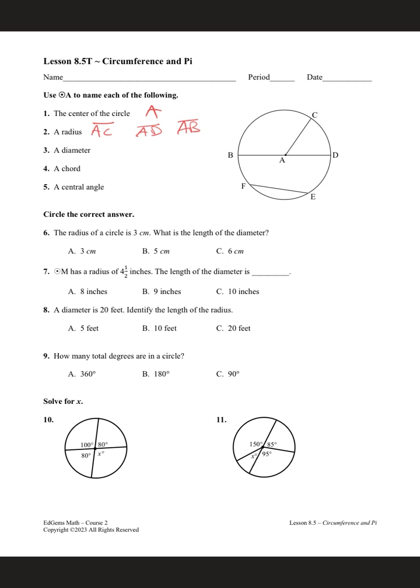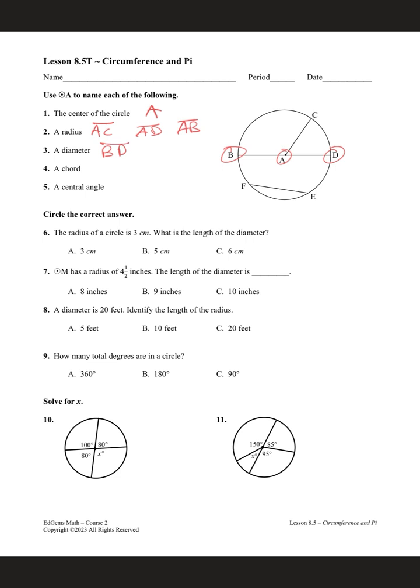Okay. For the diameter, there is only one diameter in this situation, and remember that the diameter goes from one point to an opposite point, going through the center of the circle. There's my center. So what are 2 points that are opposite? Well, that would be B and D. So the diameter of this circle is diameter BD.